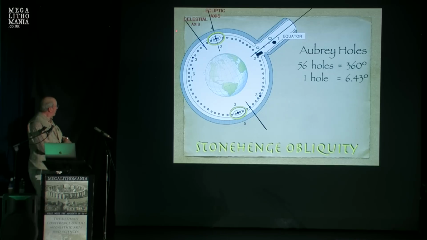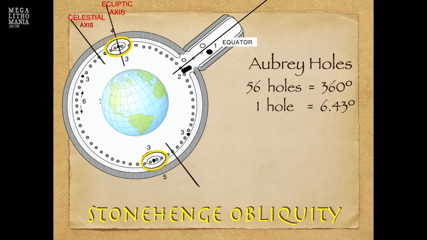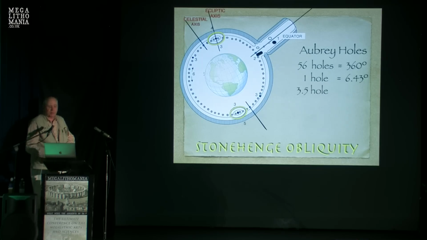But between these station stones, here are the station stones 1, 2, 3, and 4, there are 7 of these Aubrey holes. And we're looking at half of that, so we're looking at 3.5 Aubrey holes. And it just so happens that 3.5 Aubrey holes is 22.5 degrees, the same as at Avebury.